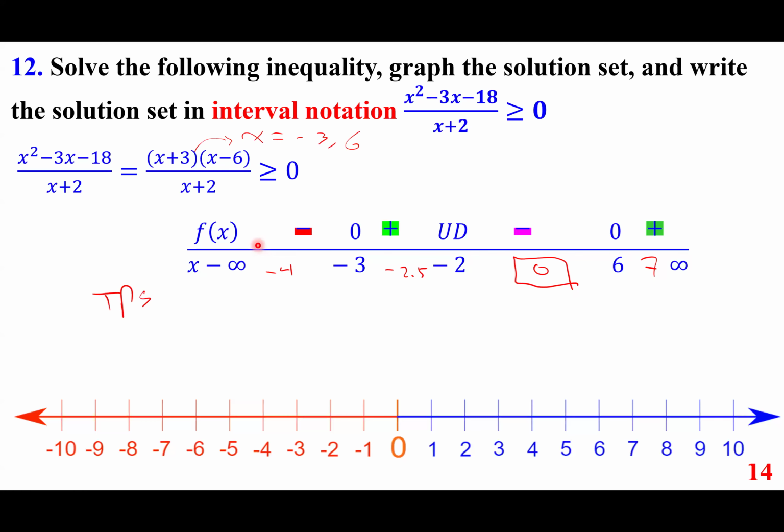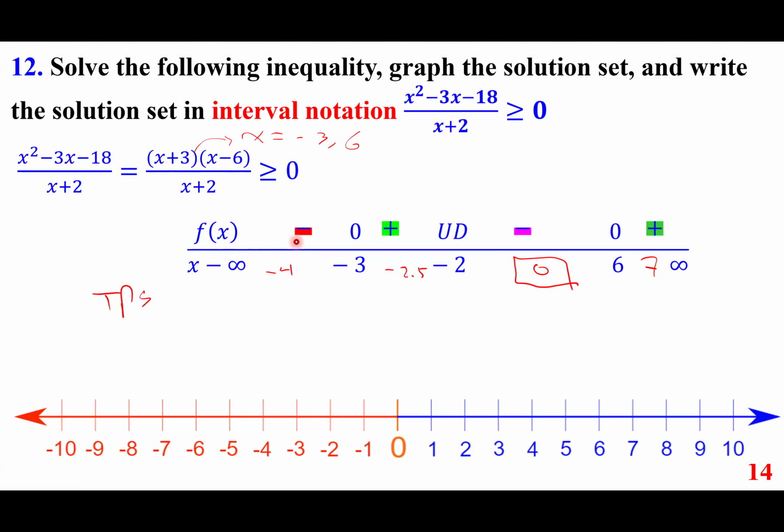Or you can actually check, put -4. Now, put the -4 into the factored format, it's easier. Here's the reason. -4 here, +3 is negative. -6 is negative. Negative times negative is positive. Put the -4 here, it is negative. Positive over negative makes it negative. So you can do that.